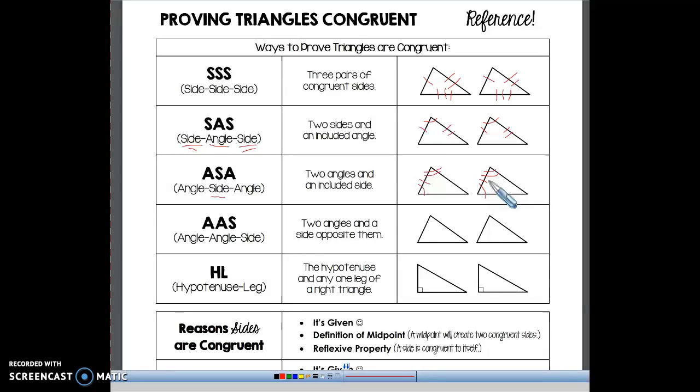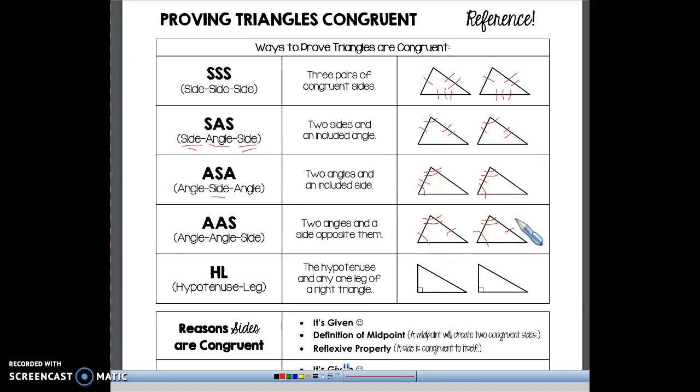The fourth congruence conjecture is angle, angle, side. Here the side is not in between the angles, so it's 2 angles and a side opposite them. So I could do this angle is congruent to this angle. Again, this top angle is congruent to that top angle. And then the side would be this next side, angle, angle, and then you would have a set of sides congruent.